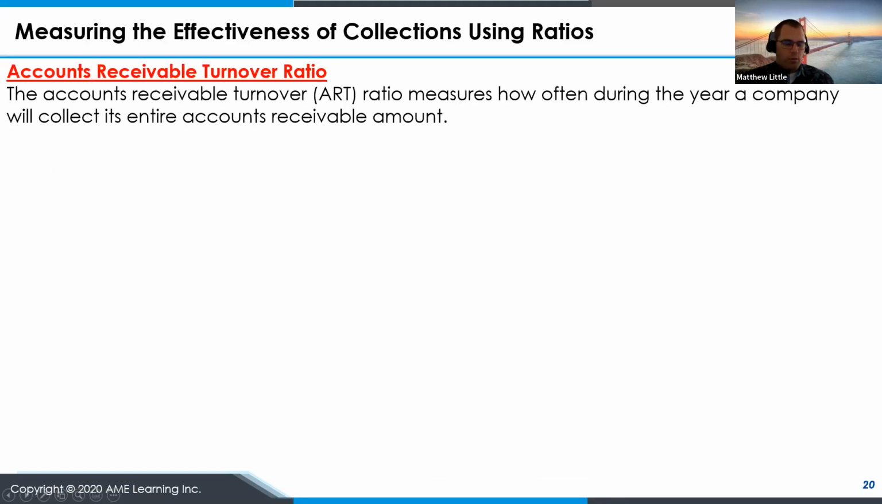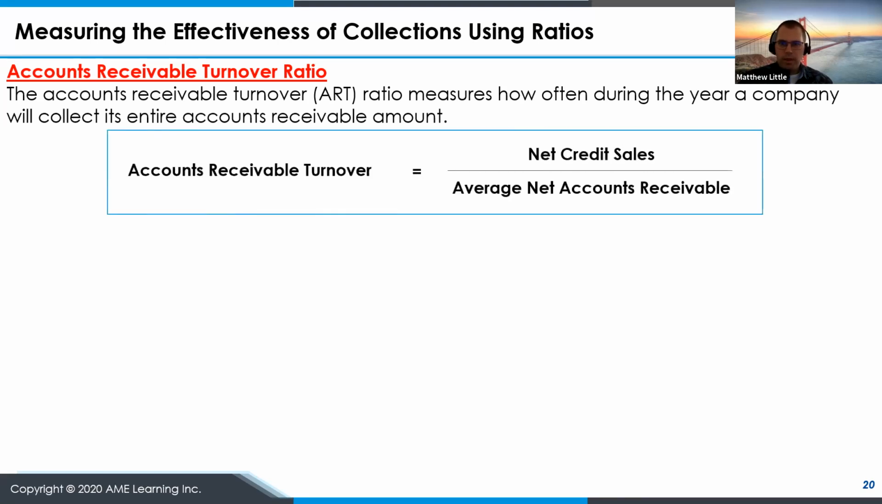All right, so now we're going to move on to various ratios. So one example is the accounts receivable turnover ratio. You might have covered this before, actually, in Accounting 1100. So the ART measures how often the accounts receivable turns over. Okay. So how we calculate that is the net credit sales divided by the average net AR.